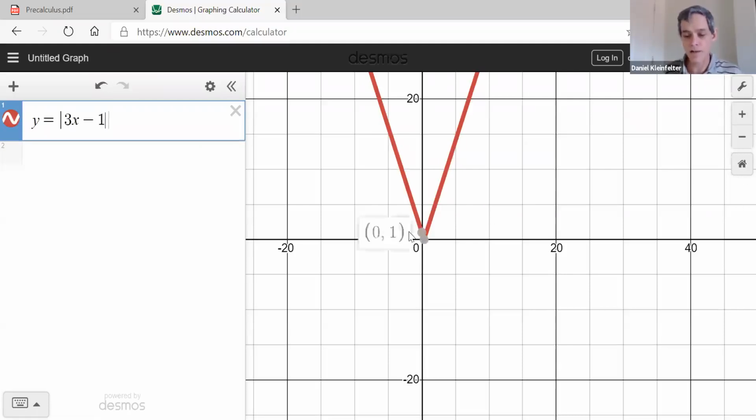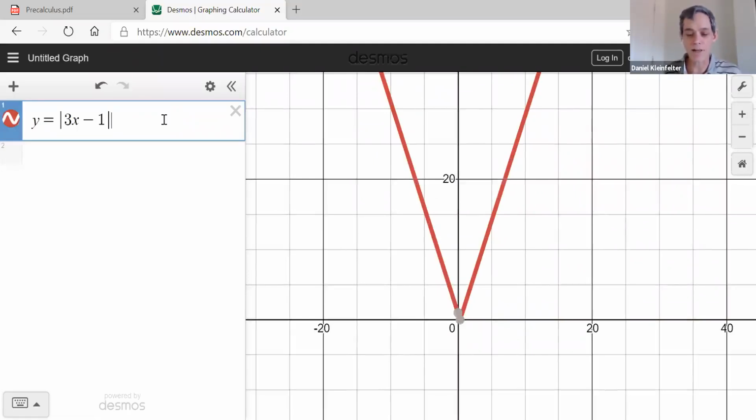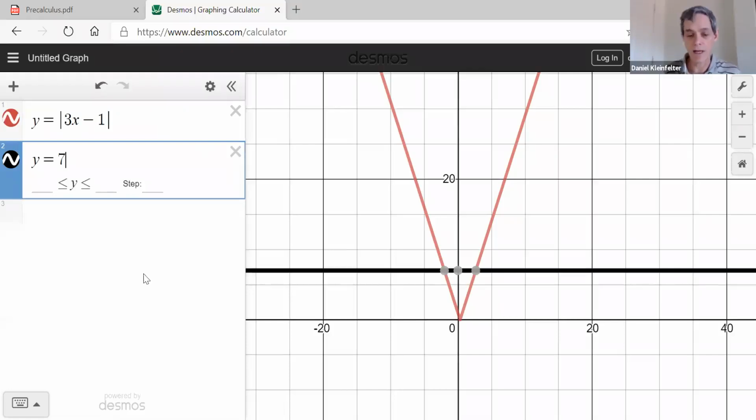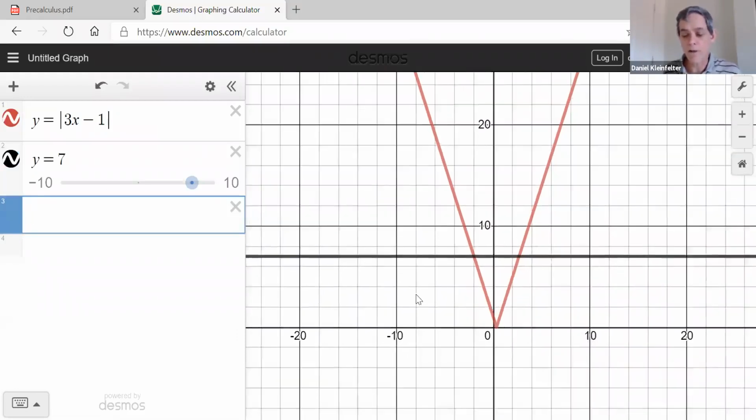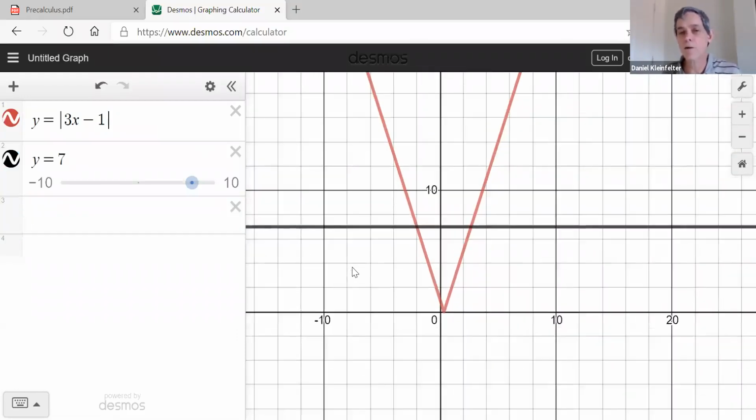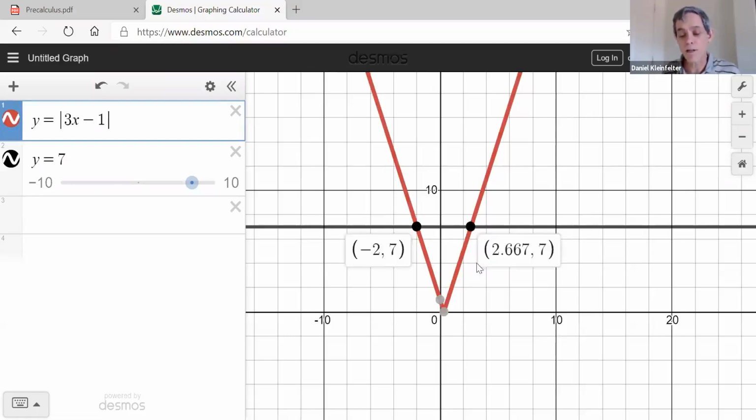So what we're going to do is graph y equals the absolute value of 3x minus 1. Okay, so that is the picture of the left-hand side of our equation. And then the right-hand side was y equals 7. Okay, so that represents the right-hand side of our equation. So if you think about what we're trying to do when we're solving an equation, we want to find the values of x so that the left-hand side will equal the right-hand side.